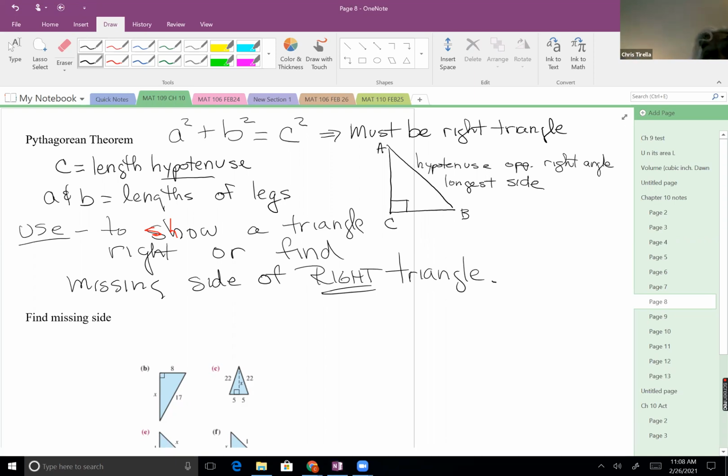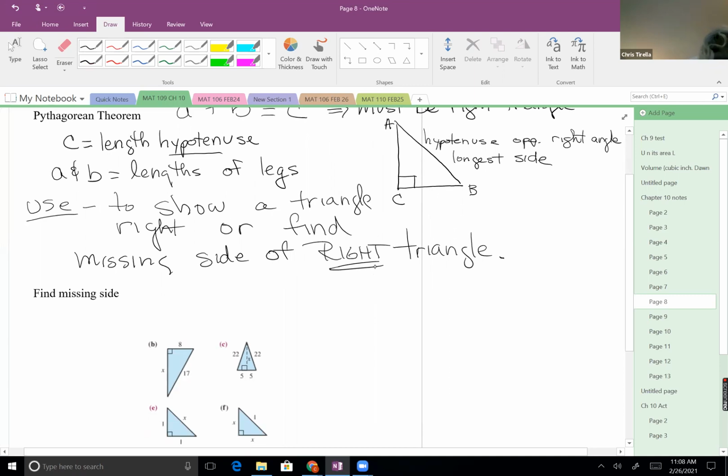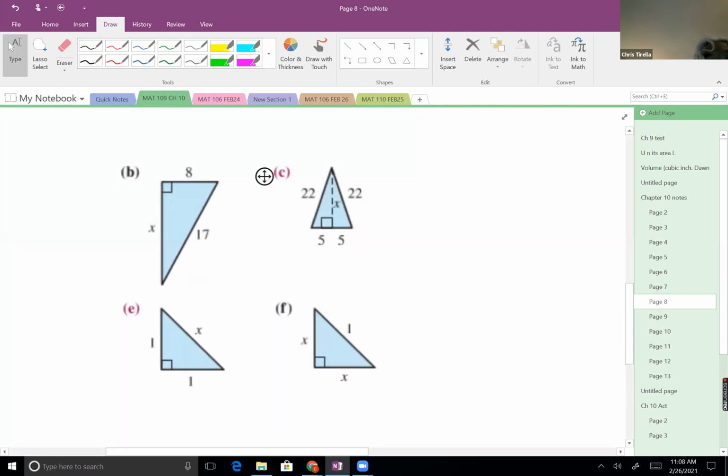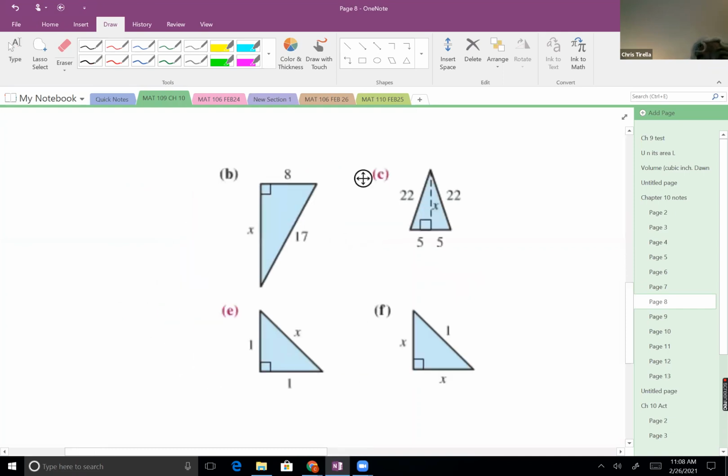Common mistake. Sometimes I have students that try to use the Pythagorean theorem for any triangle. And that's not the case. It only works for a right triangle. And so I don't necessarily want to do all of these examples, but let's look at some of these examples that I have further down on the page. Let's look at B.